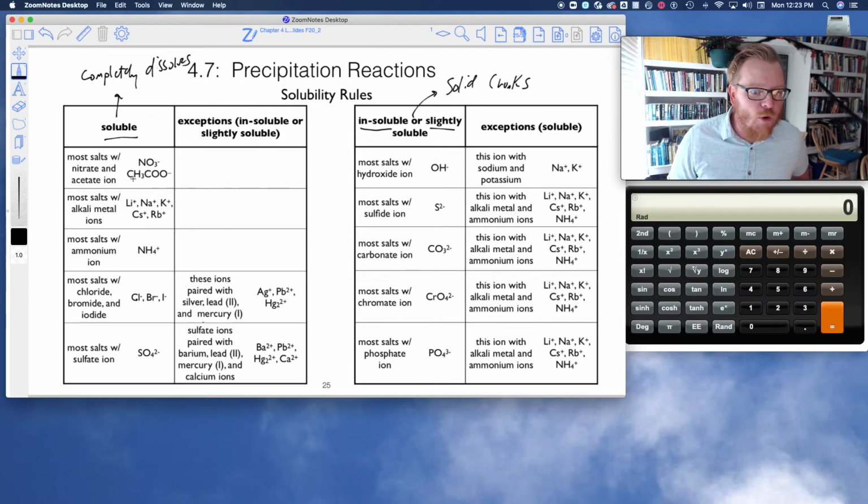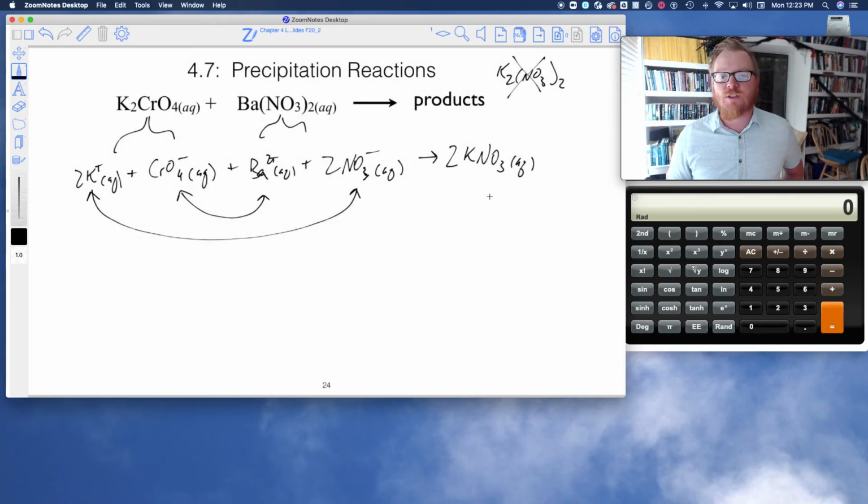And then now when I look at, well, what about the barium and the chromate? Here is chromate on the insoluble list, and I don't see barium as an exception. So that means those solid chunks that we saw had to be barium chromate, and that makes sense. So this is the precipitate.